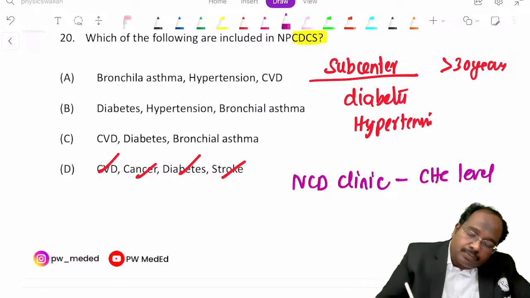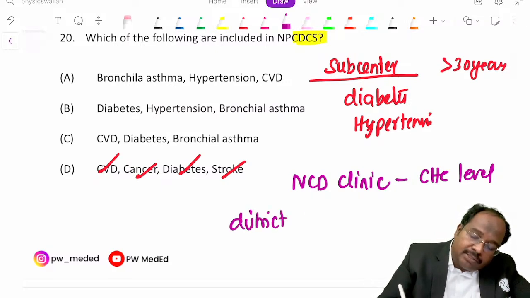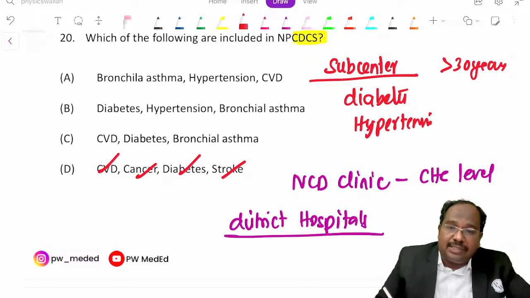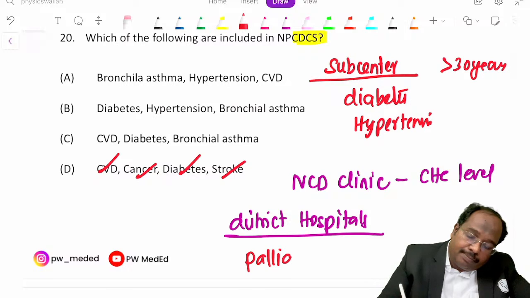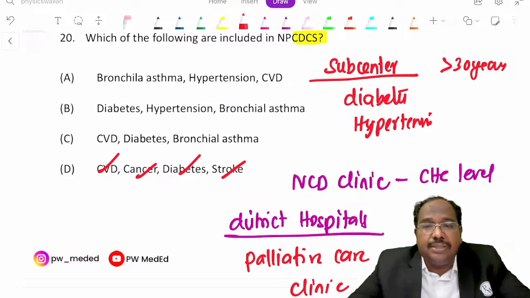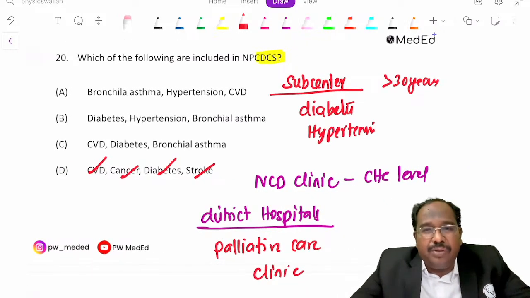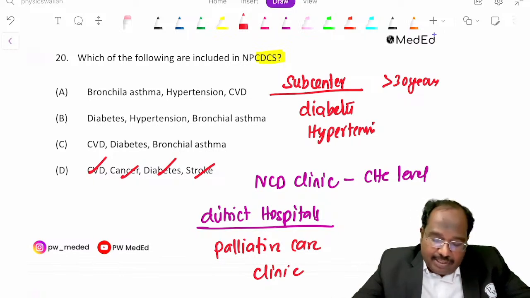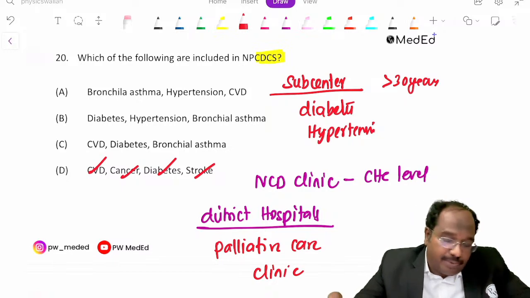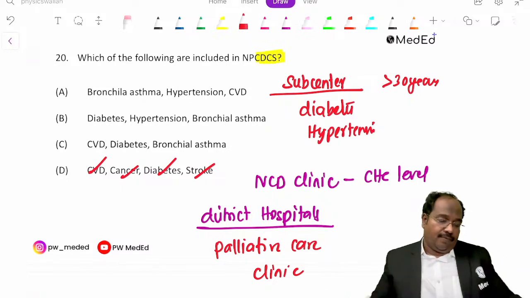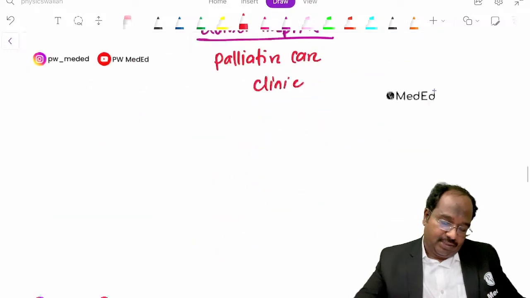And at district hospitals, we should have a palliative care clinic. Palliative care means suppose terminally ill patients, we can't save them. What we can do is reduce the pain. So that is the palliative care clinic. That should be available at district hospital level, and NCD clinic should be there at CHC level. Fine. We'll go to the next question, guys.